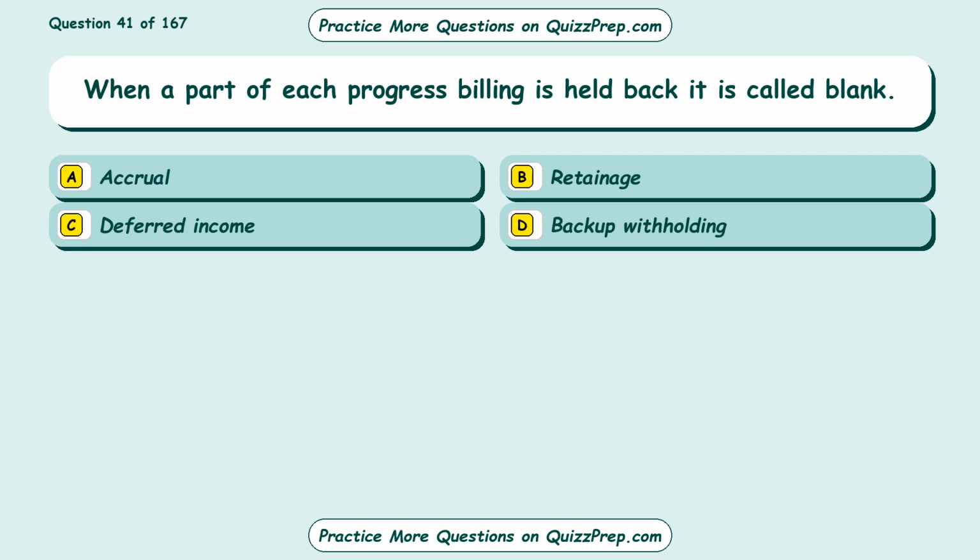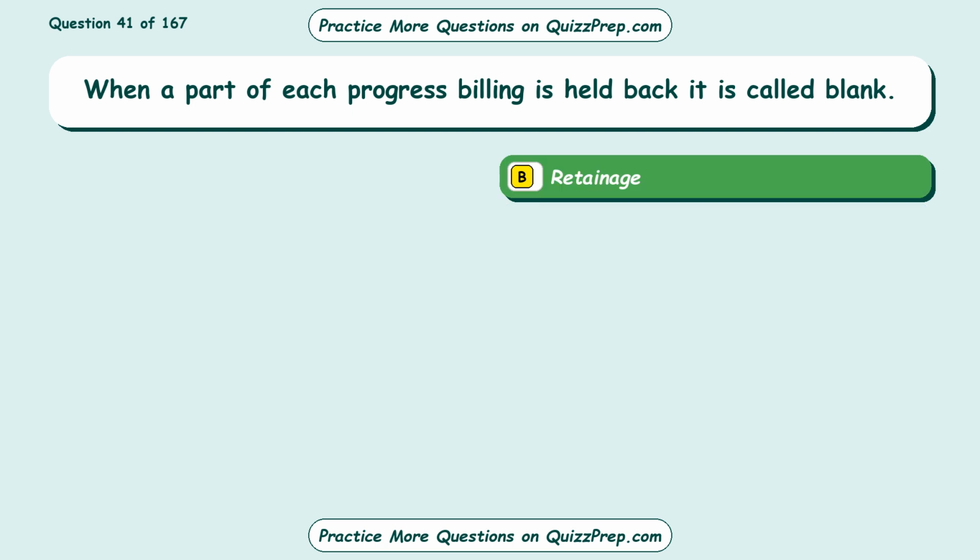Question 41. When a part of each progress billing is held back, it is called blank. Option A, accrual. Option B, retainage. Option C, deferred income. Option D, backup withholding. The correct answer is option B, retainage.